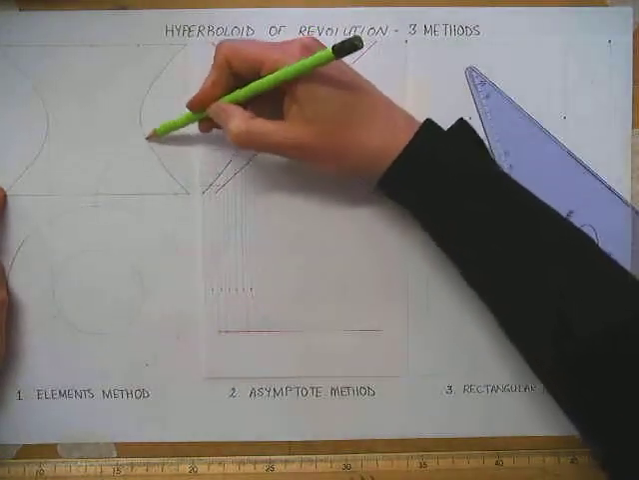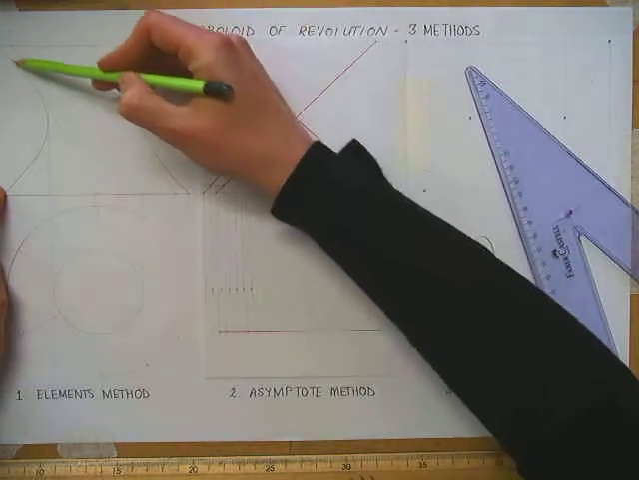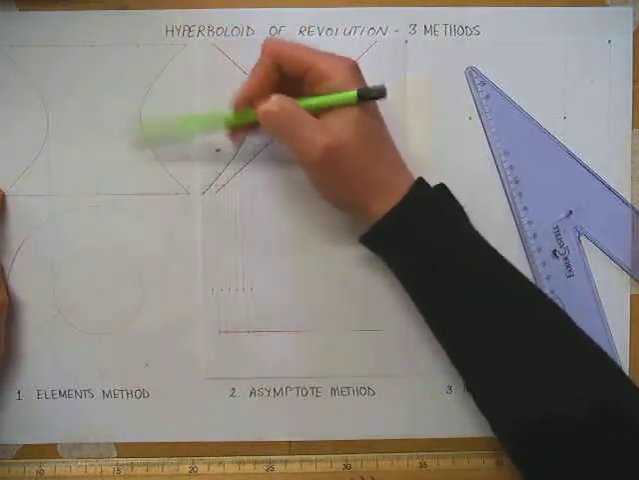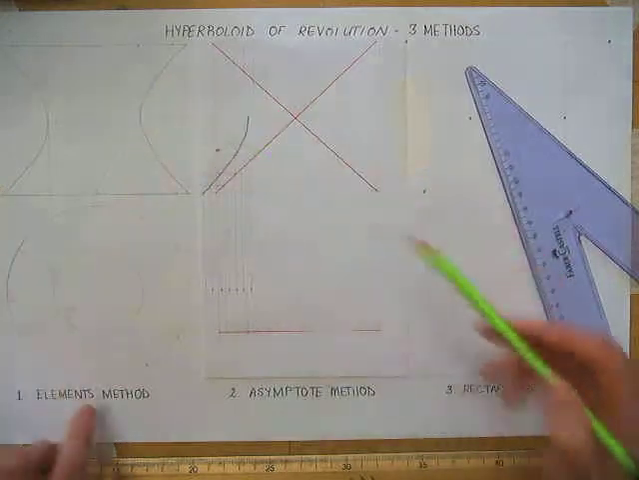You will have to sketch this in after you've done all your elements. It's going to be tangential to all the elements that you've drawn earlier on. Okay, that's the elements method.